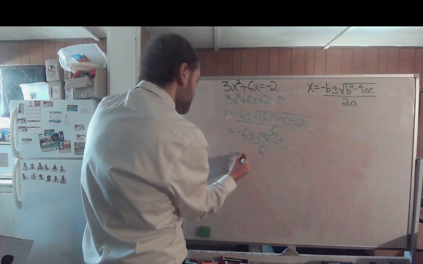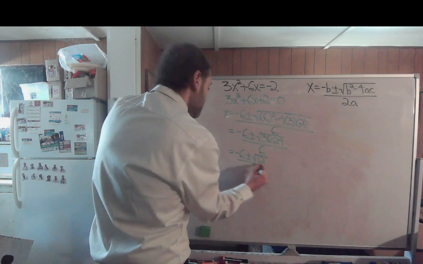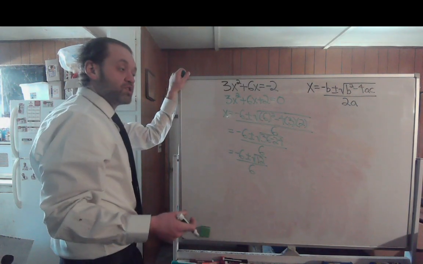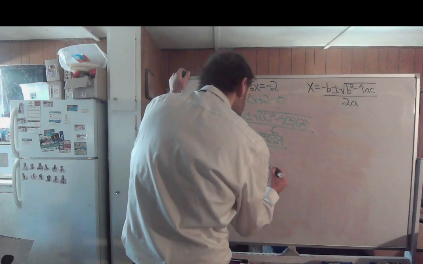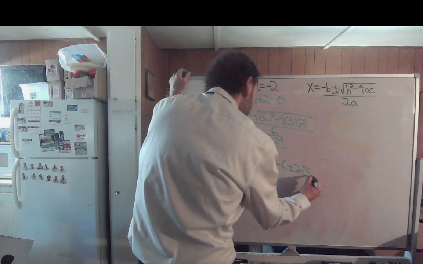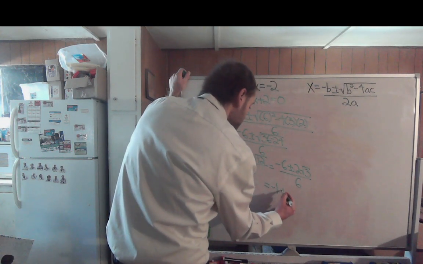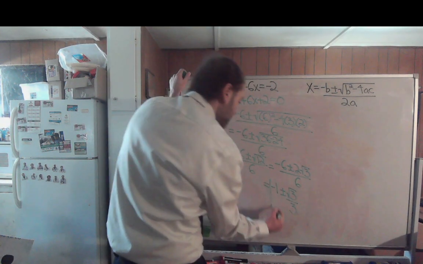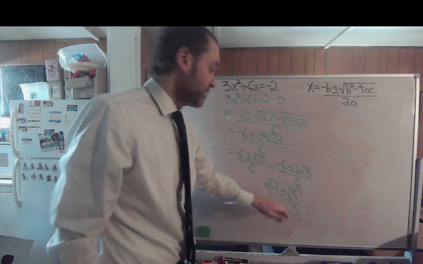So this will turn into negative 6 plus and minus the square root of 12 over 6. Well, the square root of 12 breaks down into the square root of 4 times the square root of 3, so that would become negative 6 plus and minus 2 times the square root of 3 all over 6, which would reduce into negative 1 plus and minus the square root of 3 over 3. So you get two solutions there. You'll have negative 1 plus and minus the square root of 3 over 3.